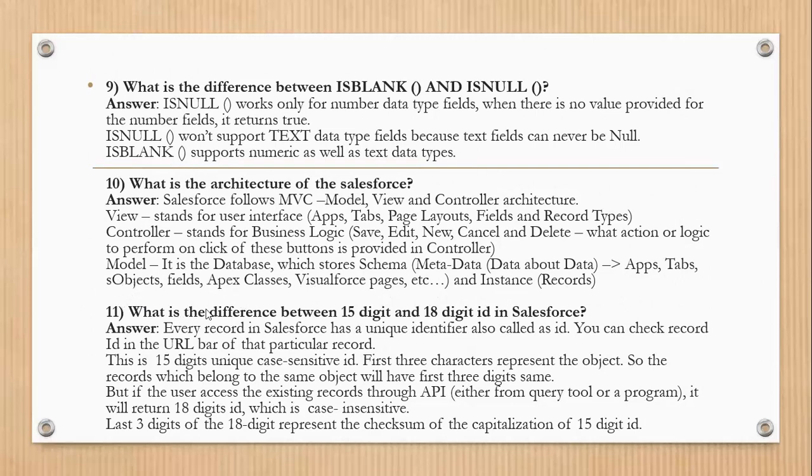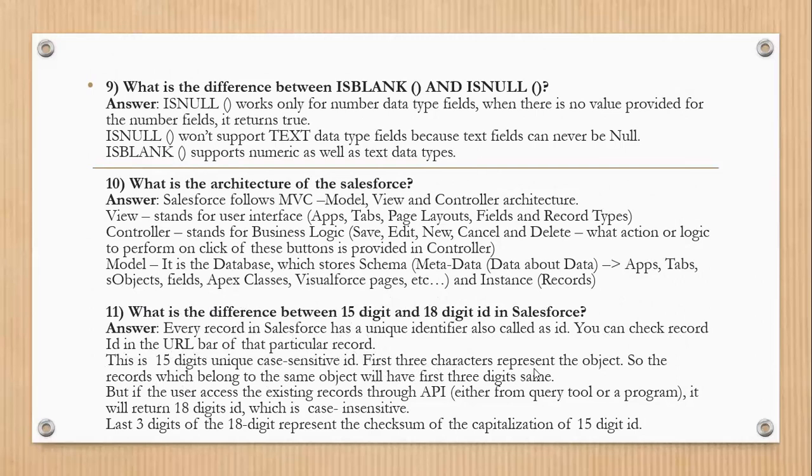Next question. What is the difference between the 15 digit and 18 digit IDs in Salesforce? Every record in Salesforce has a unique identifier. Also, the record has an ID. You can check a record's ID in the URL bar of that particular record. This is the 15 digit unique ID.